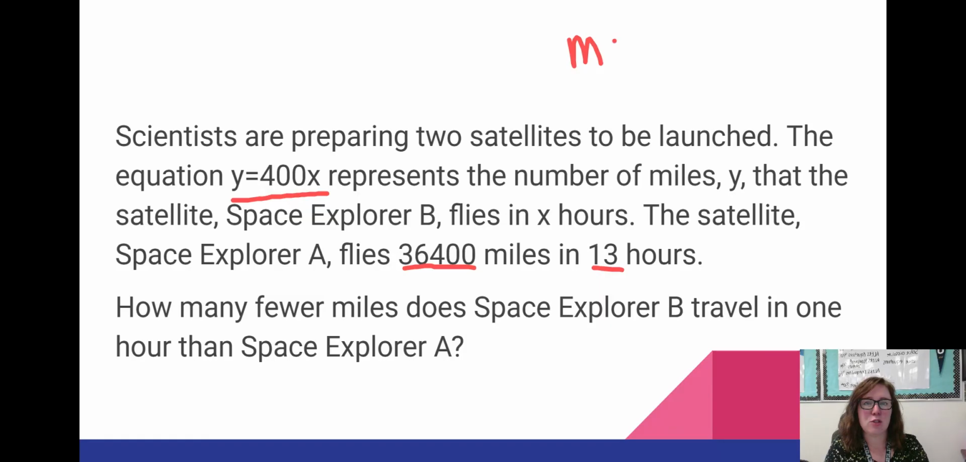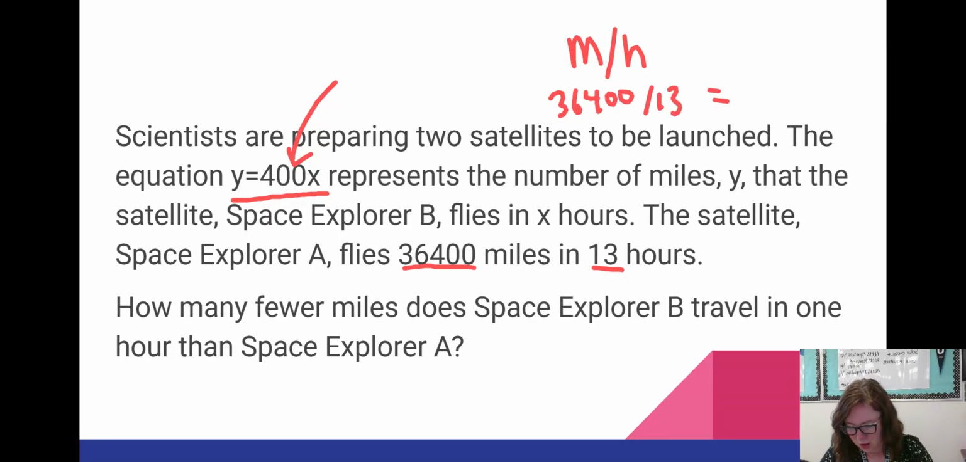So we need miles per hour. So I'm just going to do the miles divided by the hours. Now we know Space Explorer B, they tell us it's 400. That's great. The other one we have to do some solving. 36,400 divided by 13 equals what? That's a huge difference.